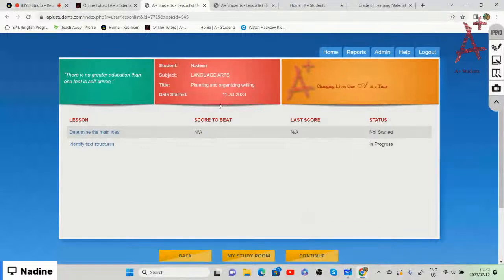Whenever we plan or organize writing, whether it is writing an essay, a book review, or a paragraph, there are two lessons: you either need to determine the main idea, and the other lesson that we're going to briefly go over is text structures. So let us quickly go to determining the main idea.